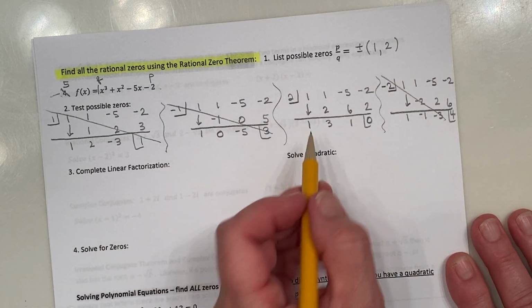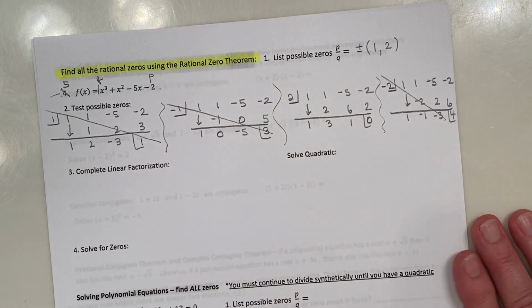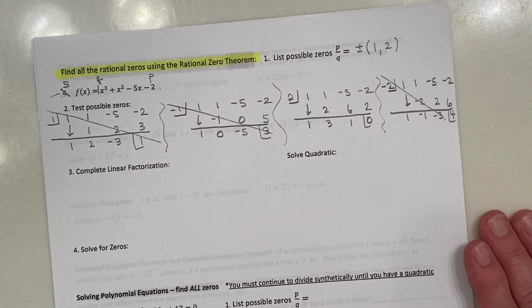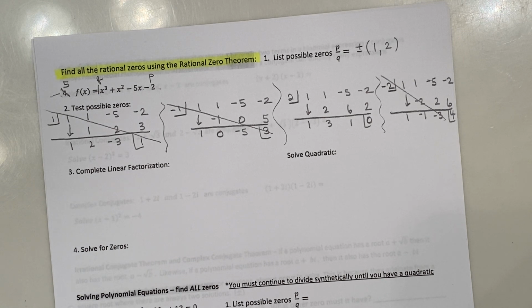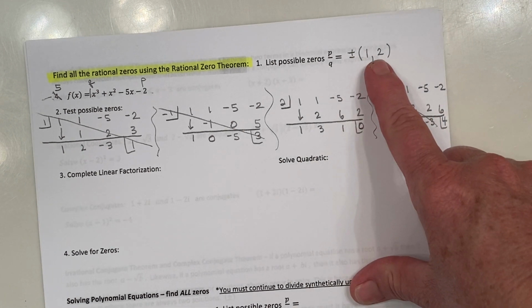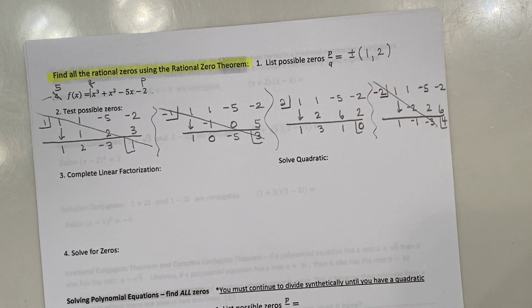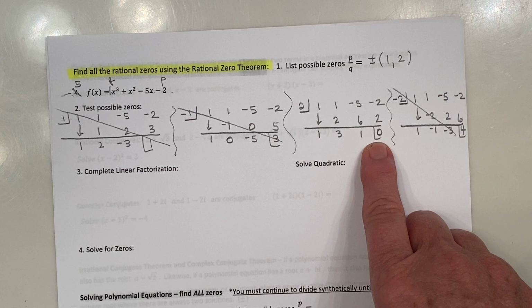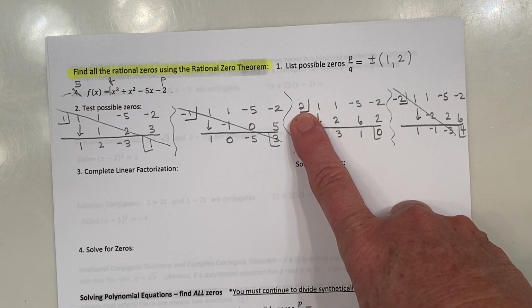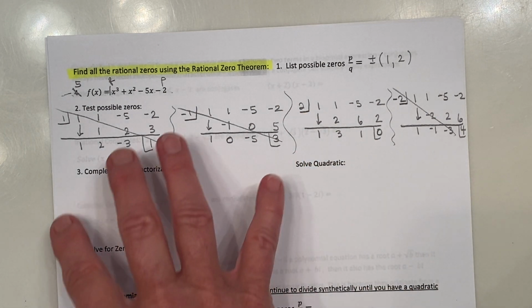Actually, no. The only rational zero is +2. So did we find all the rational zeros? Yes, we did, because we used all our possible rational zeros in 4 different synthetic divisions, and the only one that gave us a remainder of 0 was 2. However, there's more to this problem.